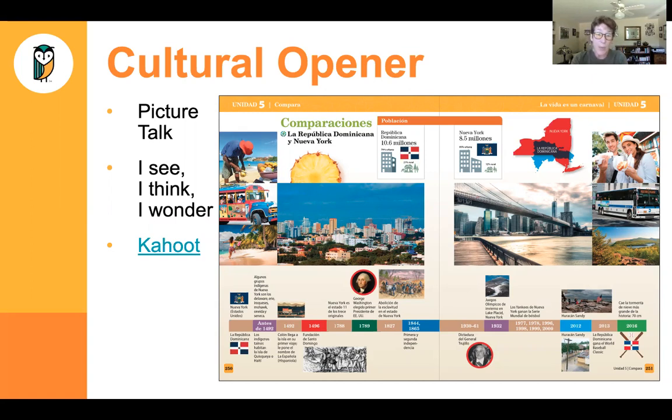The next activity that we have, I see, I think, I wonder, is a visual thinking strategy. You choose one picture and you talk about what the students see in the picture, just what they see. No judgments at all. For example, in the picture with a man cutting fruit in the upper right-hand corner there, students might say that they see a man in a red hat. They might say he's cutting fruit, he's on a beach, there's the ocean, things like that. Then they mention what they think, okay?